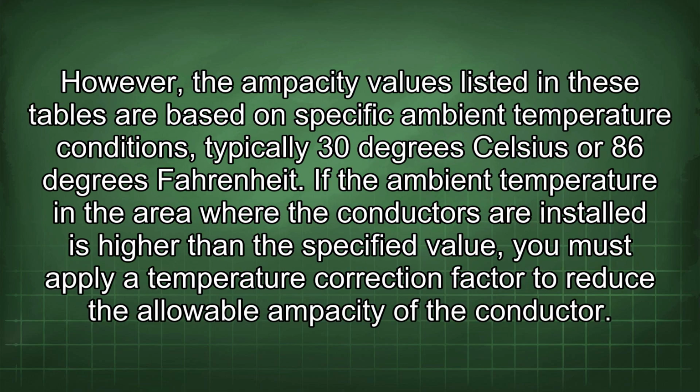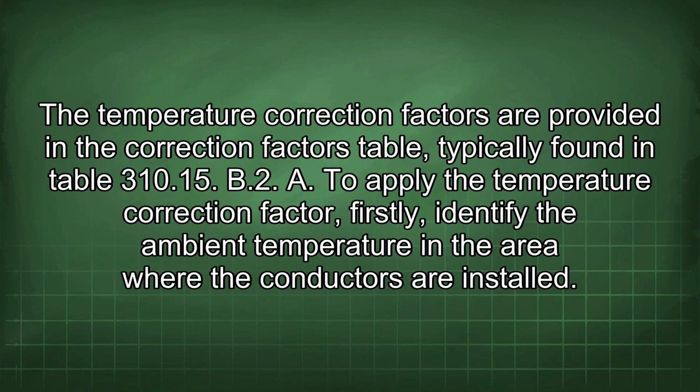However, the ampacity values listed in these tables are based on specific ambient temperature conditions, typically 30 degrees Celsius or 86 degrees Fahrenheit. If the ambient temperature in the area where the conductors are installed is higher than the specified value, you must apply a temperature correction factor to reduce the allowable ampacity of the conductor. The temperature correction factors are provided in the correction factors table, typically found in Table 310.15(B)(2)(a).